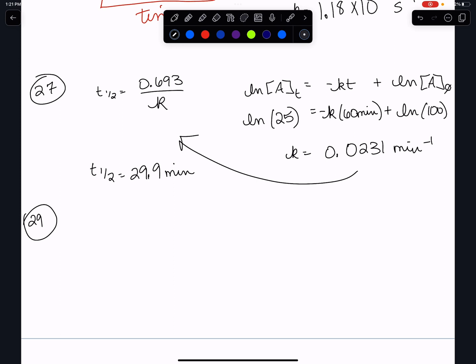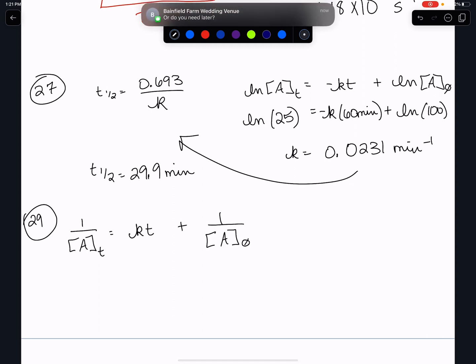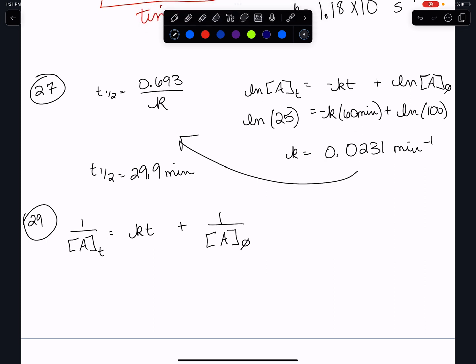Okay. Number 29, it tells you it's second order, and so you're going to use this formula, because this formula goes for second order. And it's got two parts. Starting with a concentration of 0.086, so that's the initial. Calculate the concentration, so this is what we're calculating. After 22 seconds, so time is 22 seconds, and it gives us a K of 0.80 M minus 1 S minus 1.